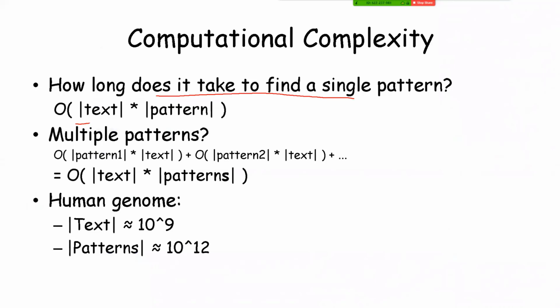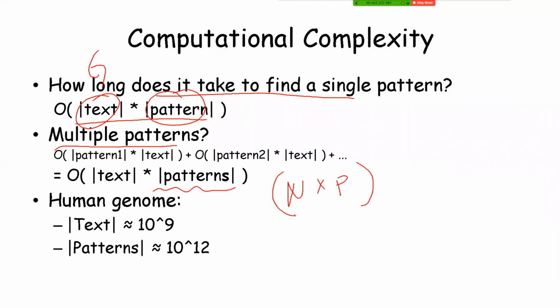To find a single pattern takes this much time. Here, text is the genome size, pattern is the pattern size. When I have multiple patterns, this is really n times pattern. Total length of the patterns is going to be this. So if you merge all the short reads and ask how long is that, that's going to be the number of short reads times the length of each short read. In a typical next-gen sequencing for human genome, the size of the genome is in the order of billions. The total size of the short reads that you get from the sequencing machine is in the order of 10 to the power 12. That's a huge number, right?